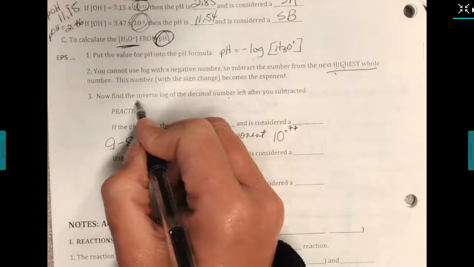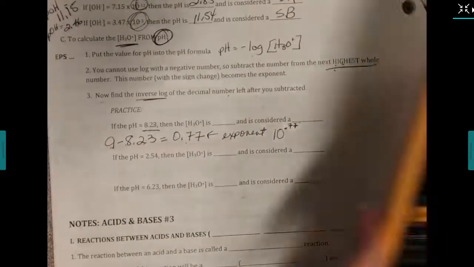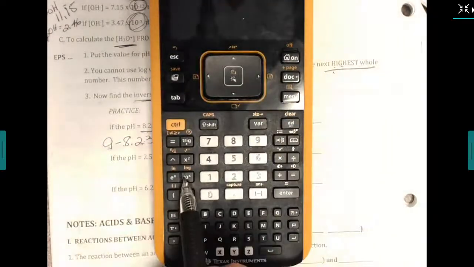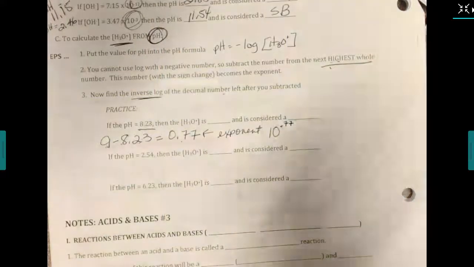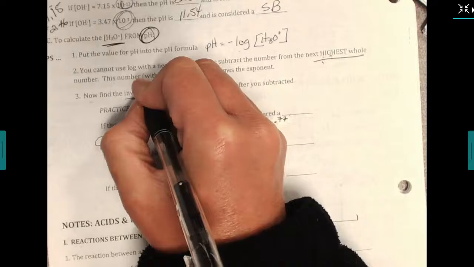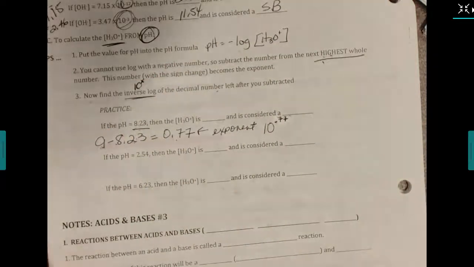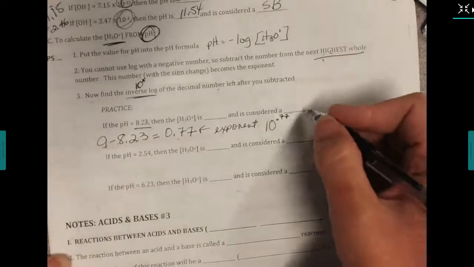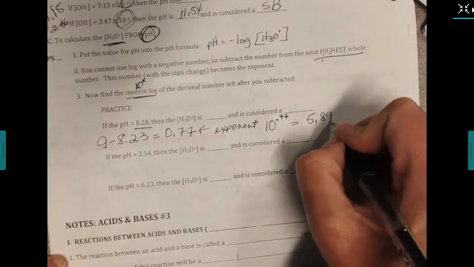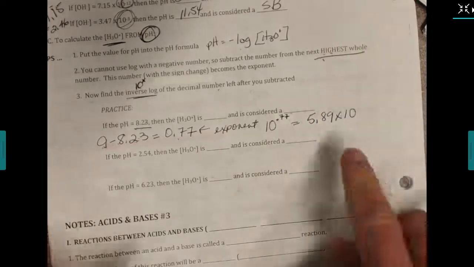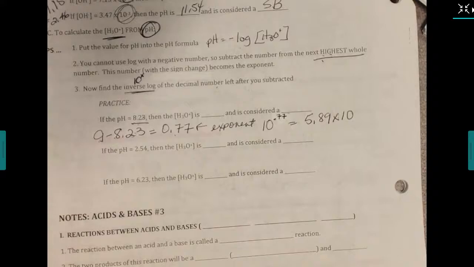Then I'm going to take the inverse log. The inverse log is on this button. It's the 10 to the x button. Okay, so inverse log is the 10 to the x button. Okay, and we get 5.89 times 10, so you get 5.89. Let's do this.